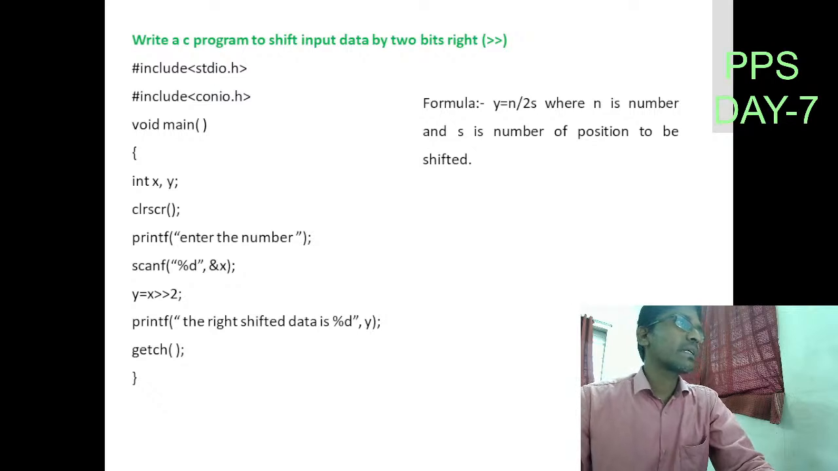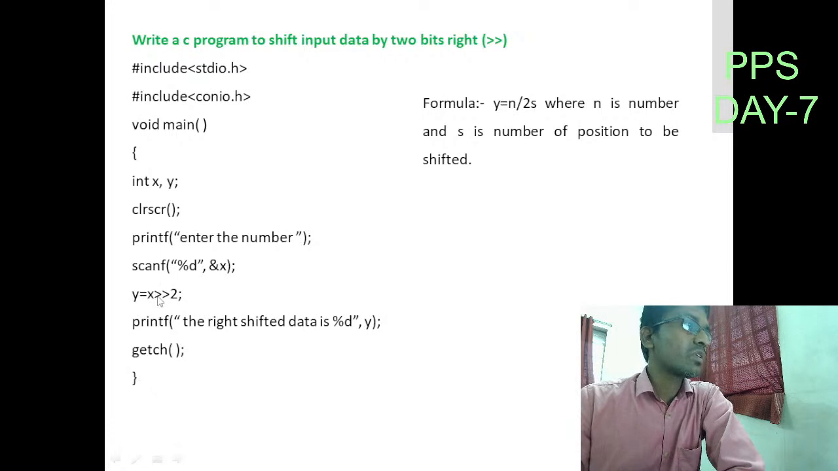And the second one is a program on right shift operators. So for example, here I'm going to enter an x value, and after that I'm going to use a right shift operation. So y is equal to x right shift of 2. That means we're going to shift the binary bits 2 bits to the right hand side.